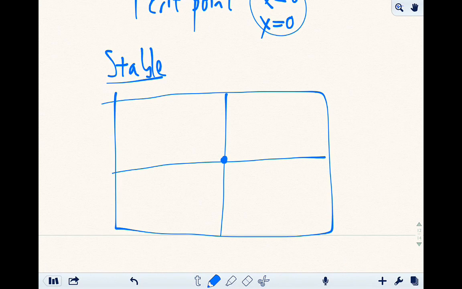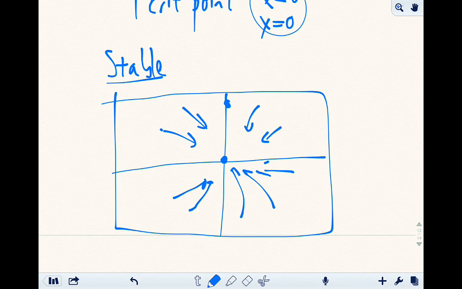Here's the one critical point at the origin. Again, we started here and we ended up there. We will find, no matter where you are, the solution is attracted more or less directly, with some slight deviation, but essentially towards the critical point. It is a stable critical point, and it has a name.